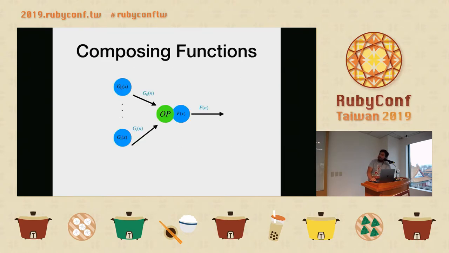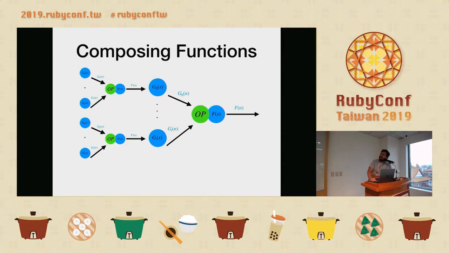So what do we mean by compose? Every math function is like an operation, right? We have a lot of inputs and we generate one output. Composing is like feeding the output of one operation into another operation's input. So it will generate a tree structure. So this is composition.